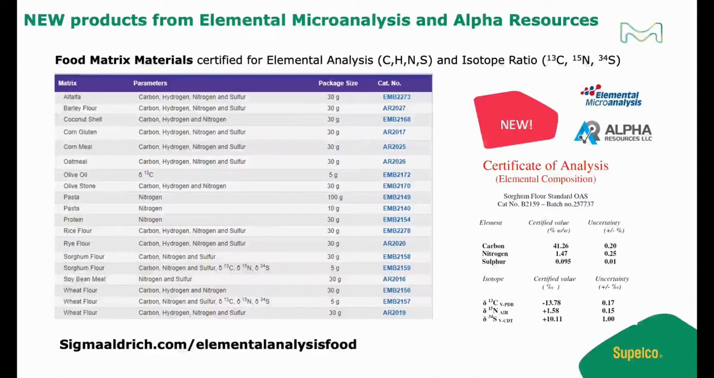One very interesting new addition is a range of food matrix materials certified for elemental content of carbon, nitrogen, hydrogen and sulfur, or for isotope ratio. These products are very well suited to verify your results in elemental analysis or isotope ratio in food matrices to potentially detect food fraud or adulteration.